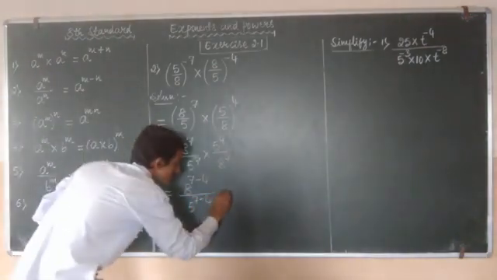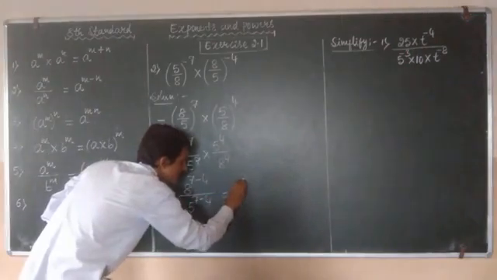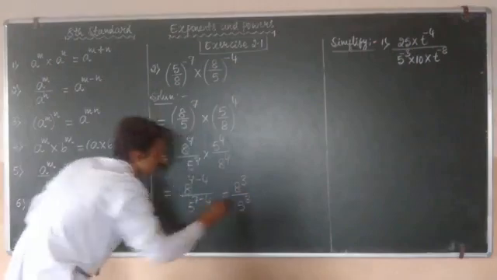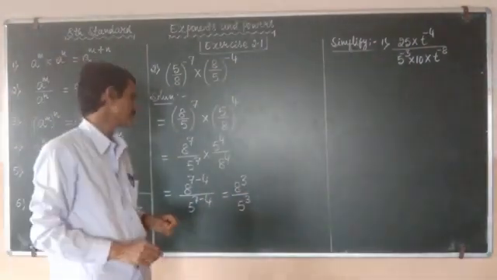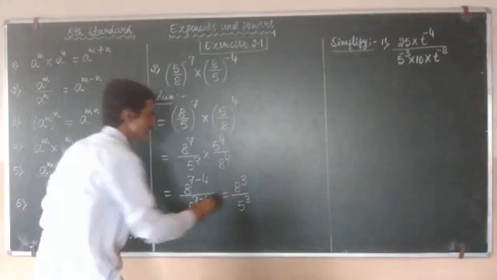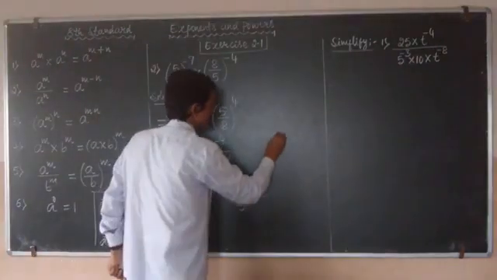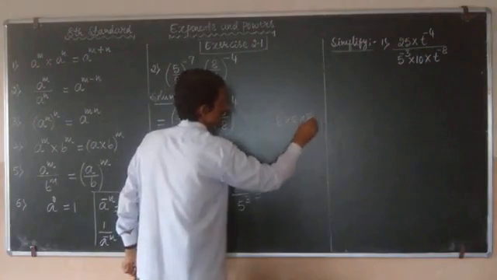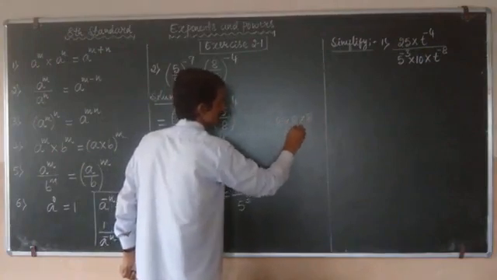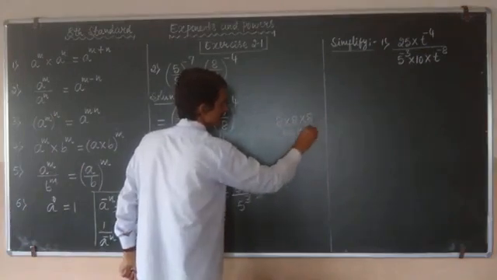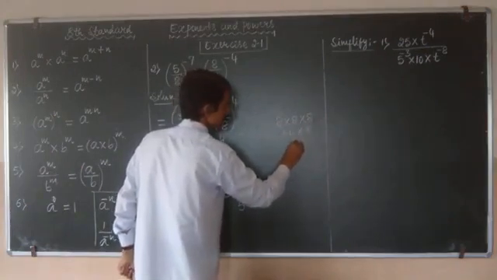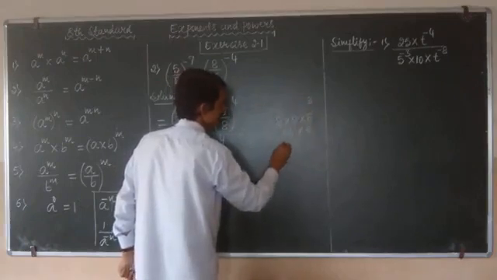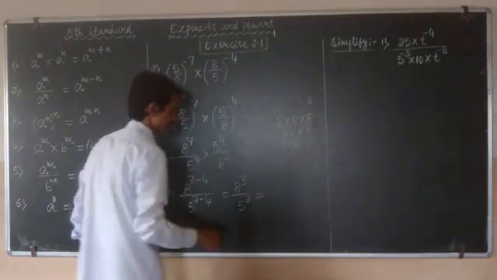Which is equal to 8 cube by 5 cube. 8 cube means 8 into 8 into 8. 8 8s are 64, 64 into 8: 8 4s are 32, 3 carry, 8 6s are 48, 48 plus 3 is 51.